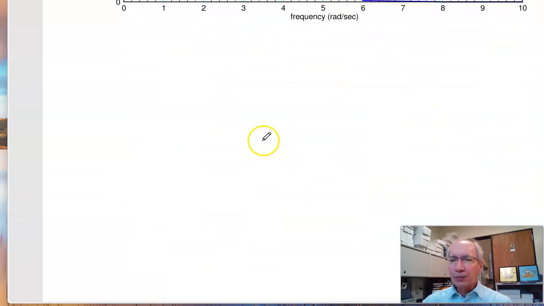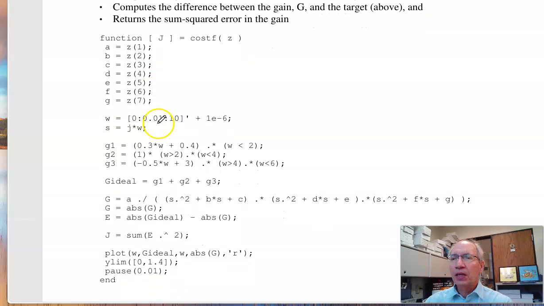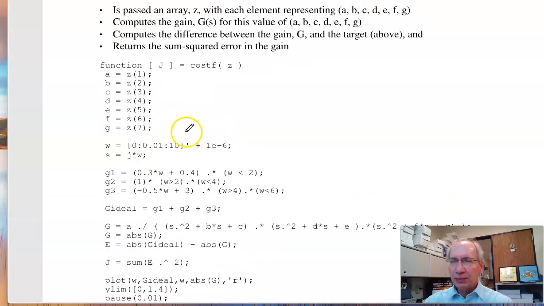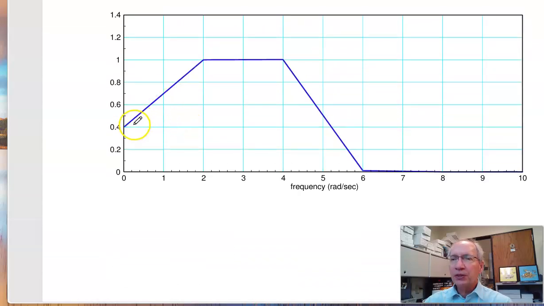So for example, let's first come up with a function where I pass my guesses, a, b, c, d, e, f, g, and return the sum squared error between my guess and the actual filter. So here's what the function does. I'm going to pass z, that's my matrix of guesses, a through g. Here's what the desired response should be. The gain should be this function right here. I'll treat that as 3 straight lines between 0 and 2, 2 to 4, 4 to 6.